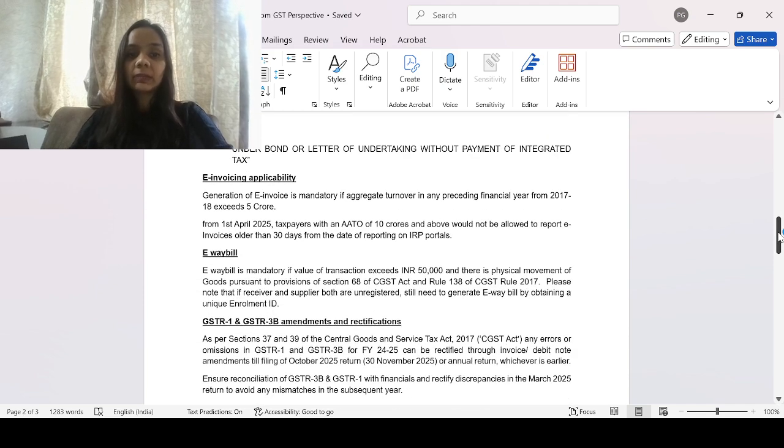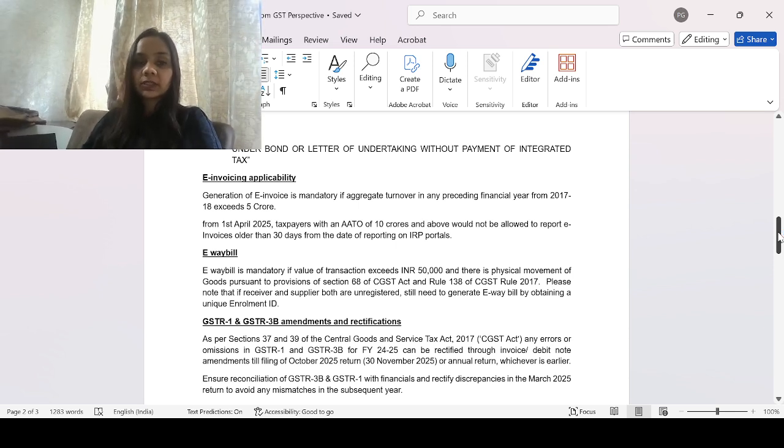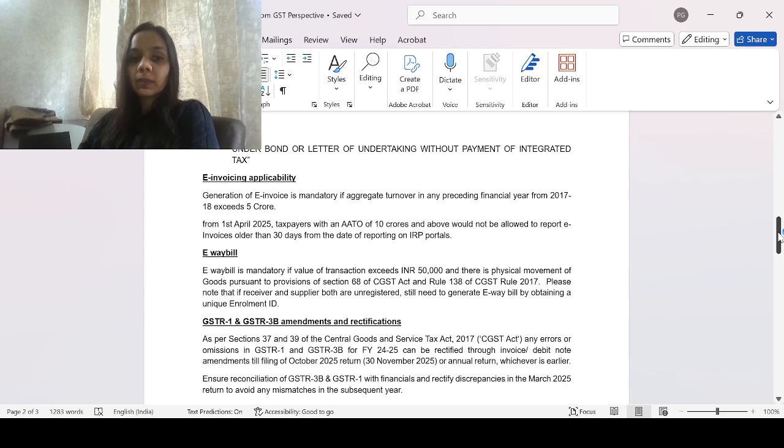Next is the e-way bill. An e-way bill is mandatory for transaction values exceeding 50,000 where there is a physical movement of goods. It is mandatory to generate the e-way bill even if the supplier and recipient are both unregistered, by obtaining the unique enrollment ID.